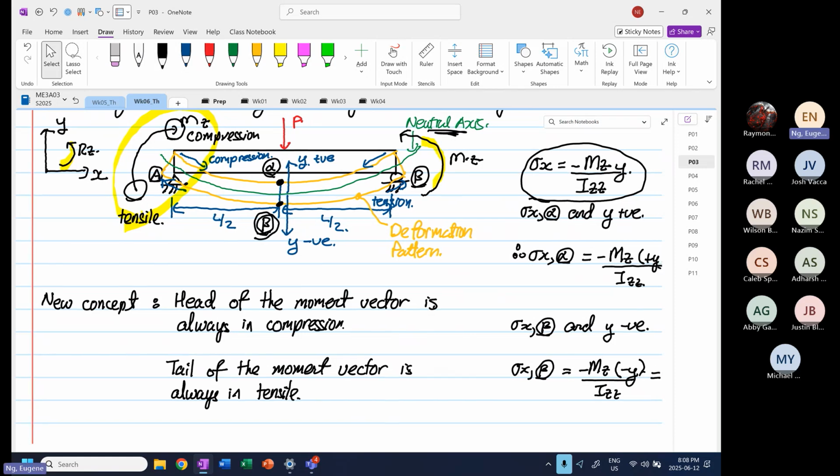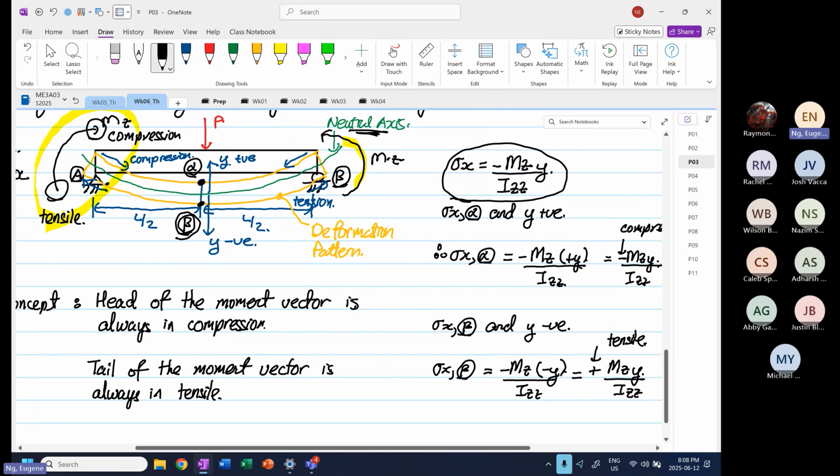Okay, so you don't need to worry about the plus minus, pointing which direction is positive, pointing away which direction is negative. You don't need to worry about that anymore. You just focus on the moment vector.